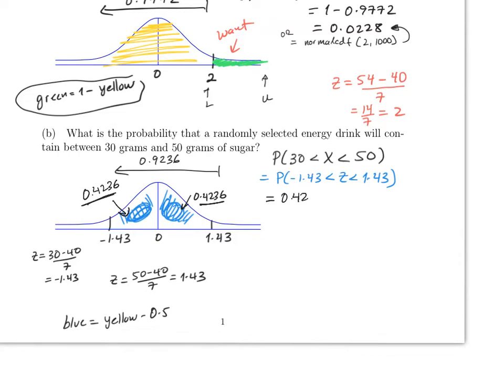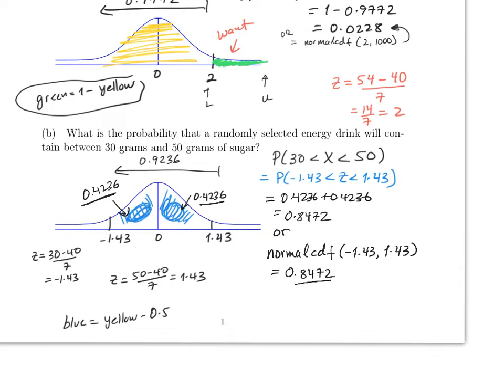So it should be 0.4236 twice, which equals 0.8472. Or you can use a calculator, and this will be normal CDF. The lower bound is minus 1.43, the upper bound is 1.43, and it should give you exactly the same answer. And that's it. Just in case this is still not very clear, let's just try one more example.